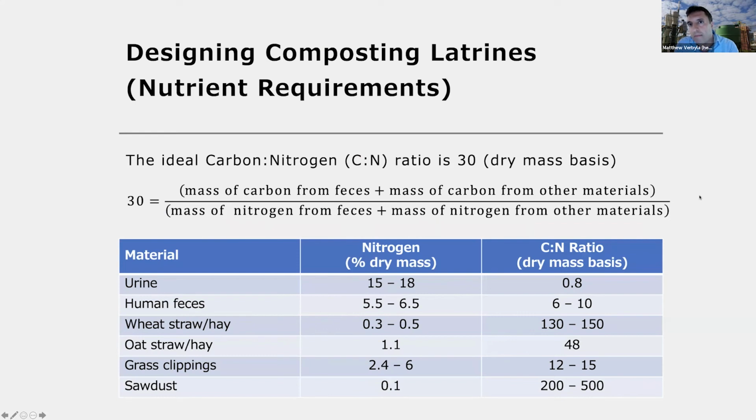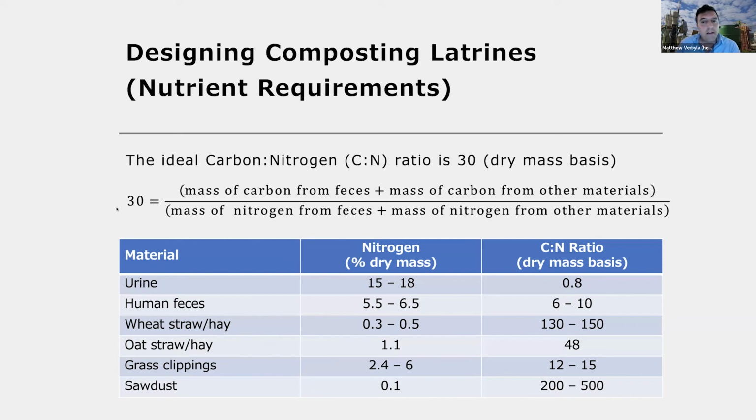The other important part about designing composting facilities, and this is true whether you're talking about a latrine or a toilet, or a compost facility for food waste, is that the ideal ratio of carbon to nitrogen in the compost pile needs to be 30 on a dry mass basis. So what does that mean?